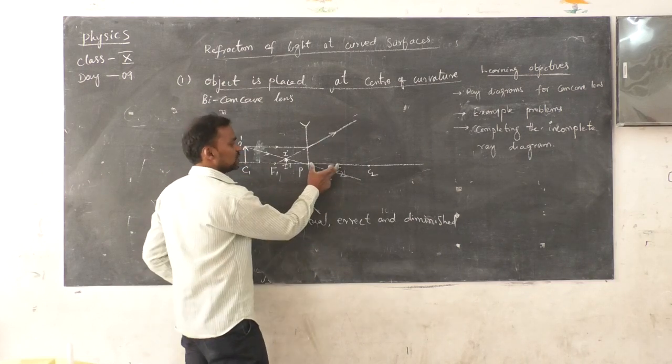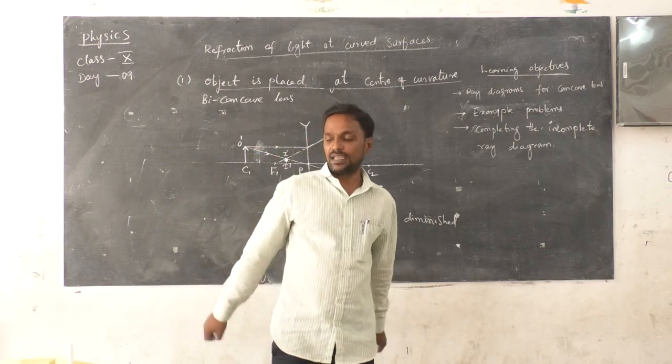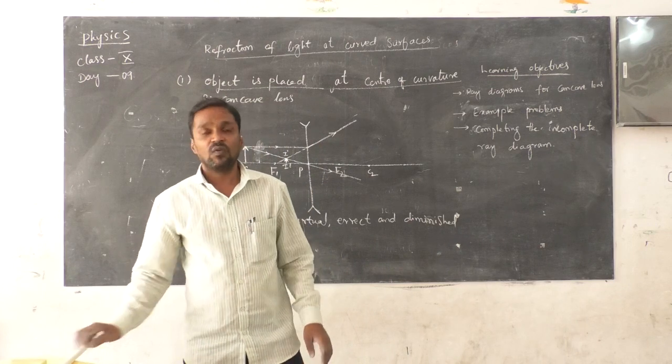See that these two distances should be the same on both sides. Then only you get the correct ray diagram. So this is the ray diagram. Now, what is the difference?